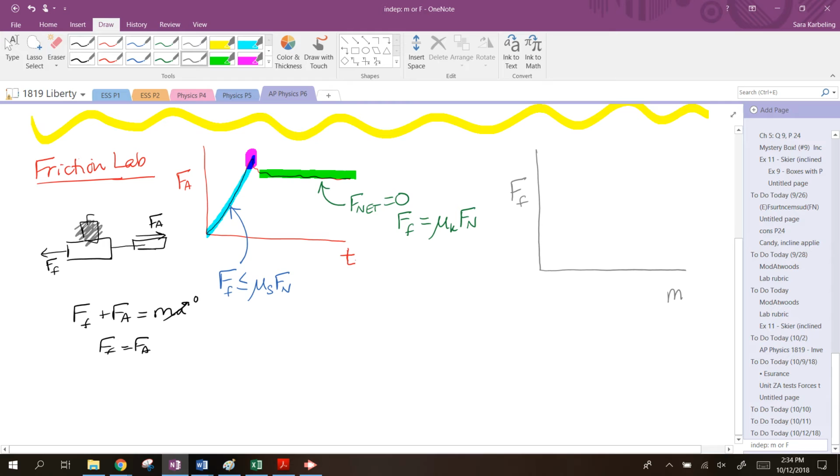Anyway, all right. So FF and M. Thinking about what we know here, what should this graph look like?